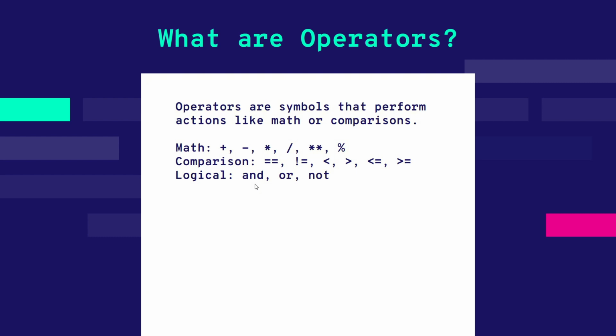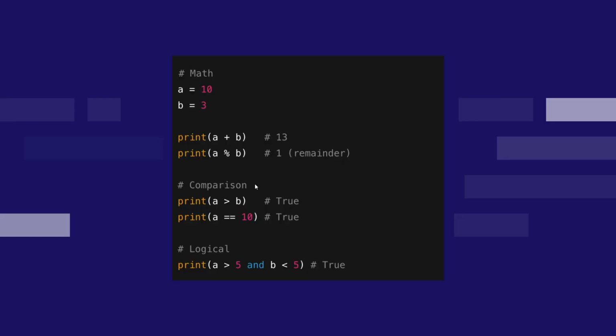These are pretty self-explanatory. Here's a quick example. A equals 10, B equals 3. Print A plus B, which is 13. Print A percent B, which is 1, the remainder. Comparisons: print A is greater than B. You can also do C equals A greater than B, and then just print C, and it would print out true. And if you did A exclamation mark equal to 10, which is not equal to, as I said before, it would print false because A and 10 are equal.